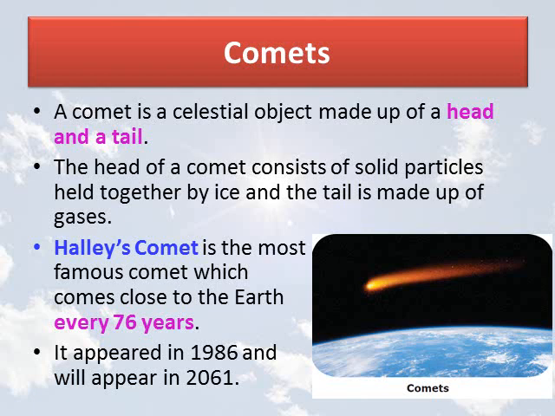There is a comet named Halley's Comet. It is named after the English astronomer Edmund Halley, who examined reports of a comet approaching the Earth in 1531, 1607 and 1682. It comes close to the Earth every 76 years. It appeared in 1986 and will appear in 2061. So you can see Halley's Comet in the year 2061.